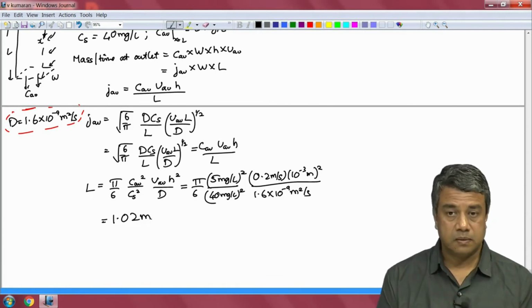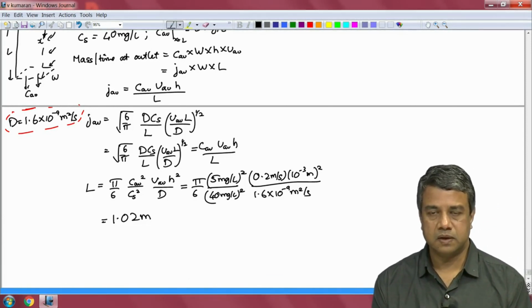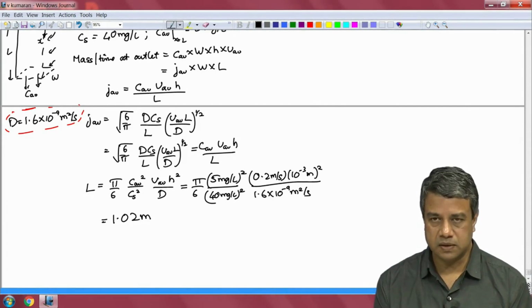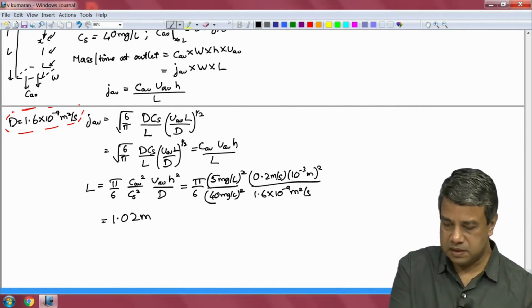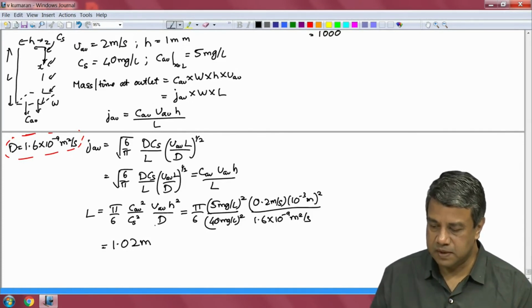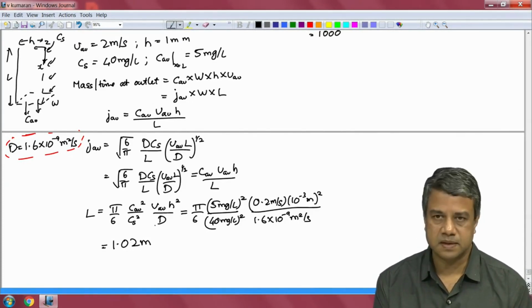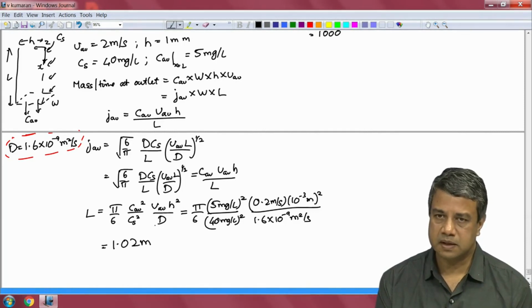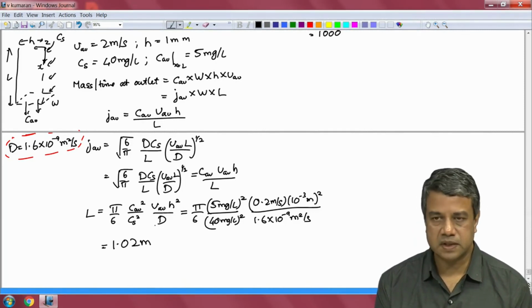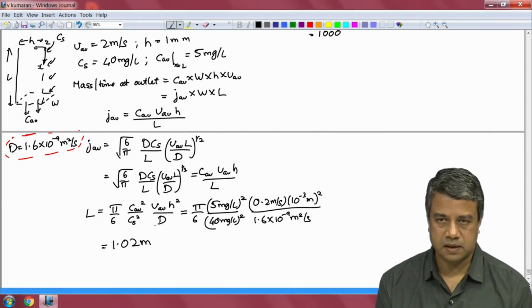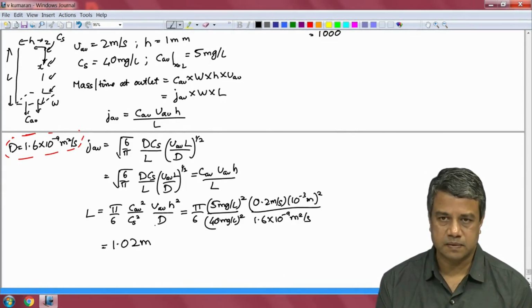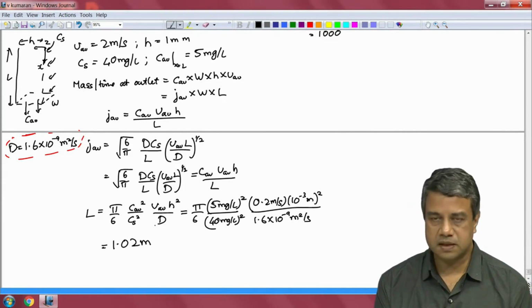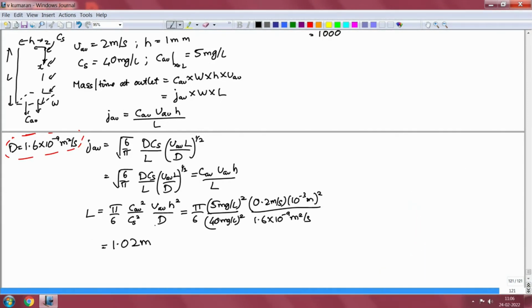So, you require a height of about a meter in order to dissolve sufficient gas at the outlet. You are removing 5 milligrams per liter at the outlet, or the total mass at the outlet will be equal to this 5 milligrams per liter times the width times the height times the average velocity. Height is 1 millimeter, 10 power minus 3, average velocity is 0.2 meters per second. So, you get 2 into 10 power minus 4 into the width into this average concentration 5 milligrams per liter. So, that is the length that is required for achieving the design objective.